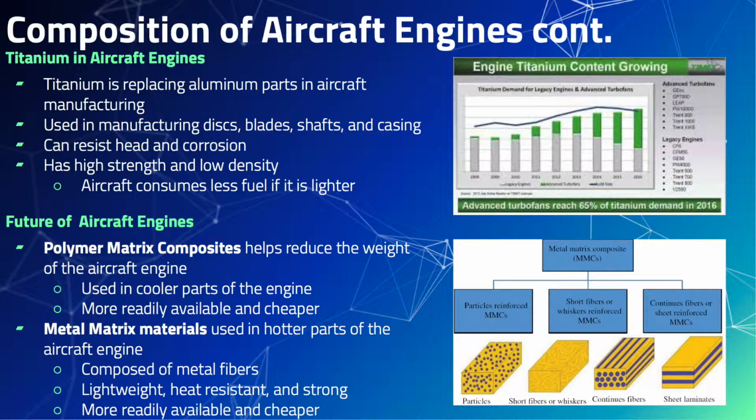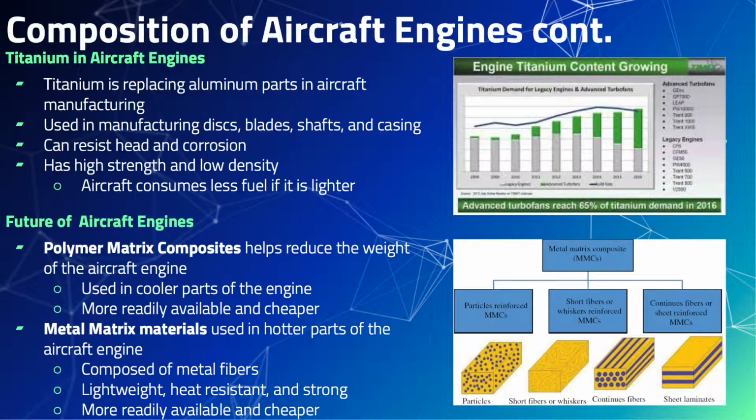The reason that titanium is so popular in the structure of aircrafts is because it is heat and corrosion resistant and is usually used in manufacturing disc blade shafts and casing. It has a high strength and low density, which allows the aircraft to consume less fuel.